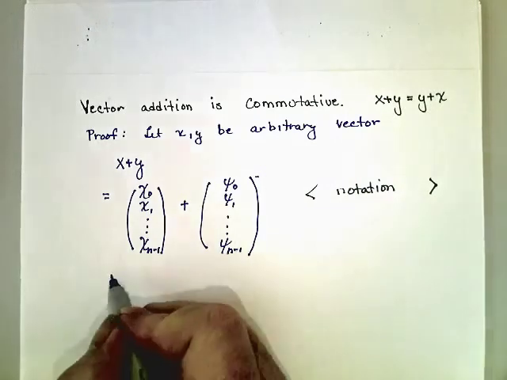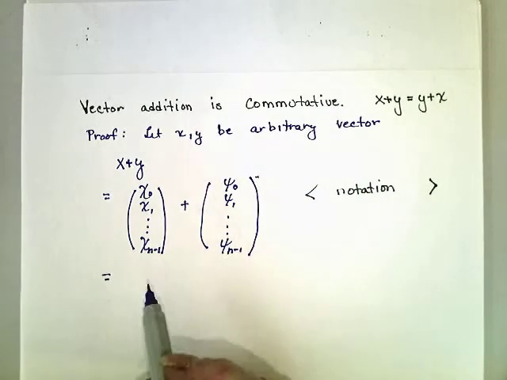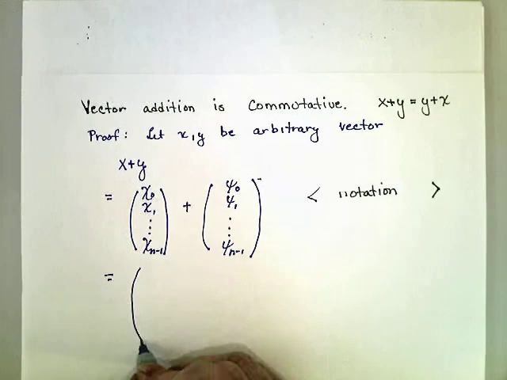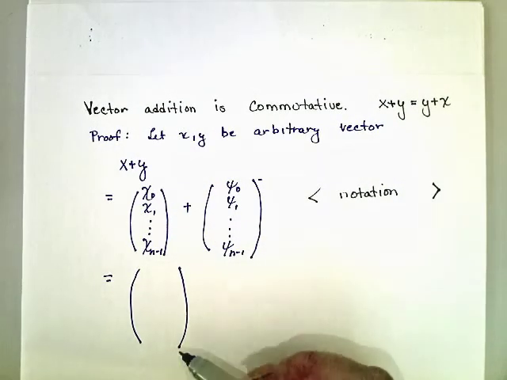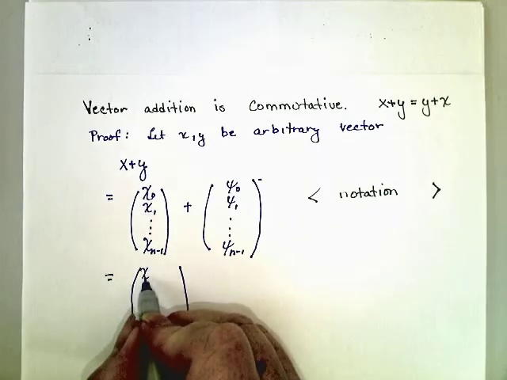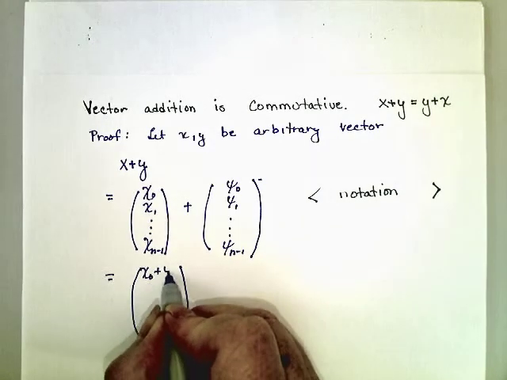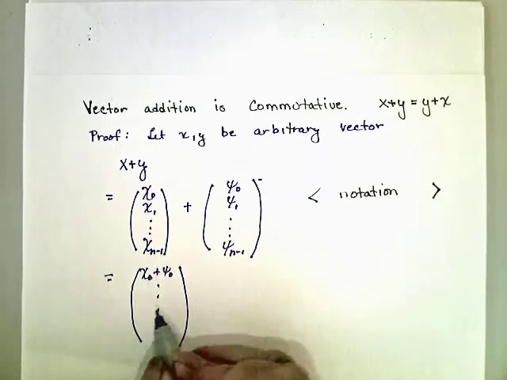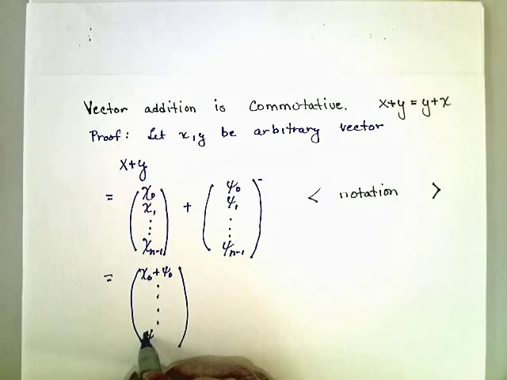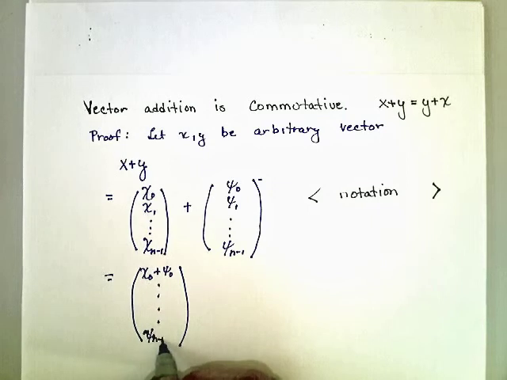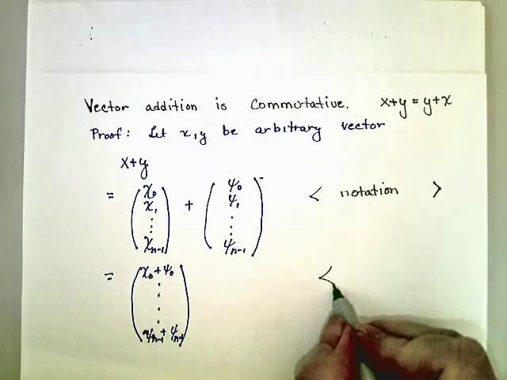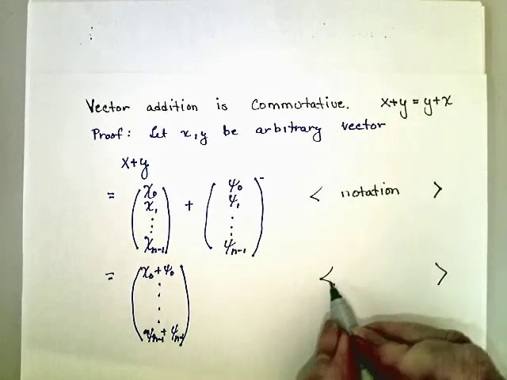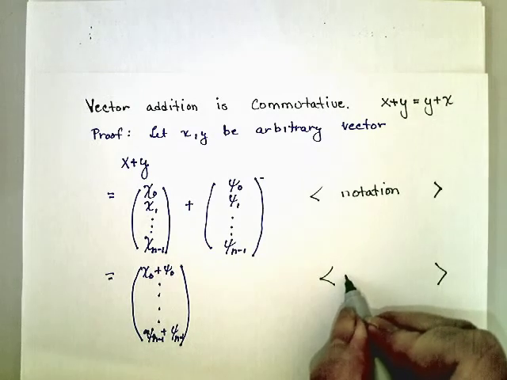Now, what does this mean? Well, we know if we're dealing with vector addition, the result is just going to be a column vector of size n, also with components chi 0 plus psi 0 and so forth, chi n minus 1 plus psi n minus 1. And again, so that I can recall and share with you my thinking, I'll describe this by saying all I'm doing is using vector addition.